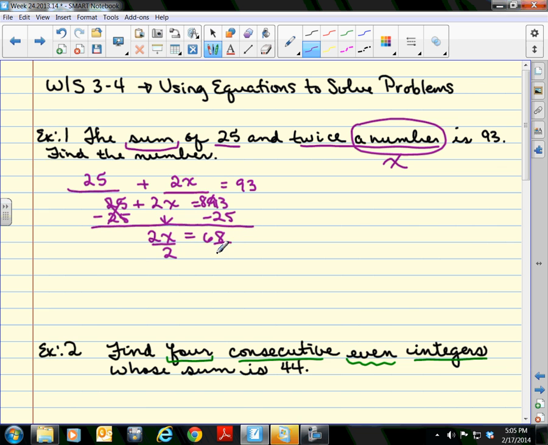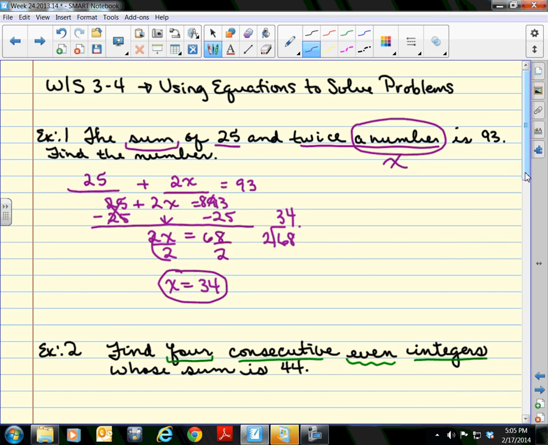And now get rid of the 2 by dividing by 2 on both sides. So x should be, that's right, 34. The sum of 25 and twice 34 is 93. And you're done.